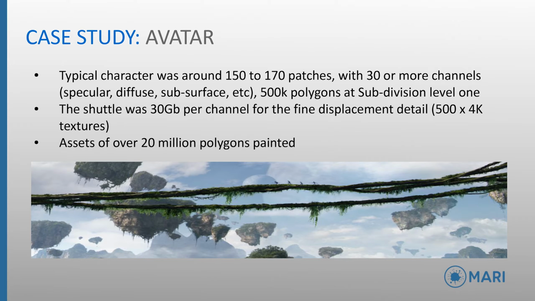They also had around 500,000 polygons at subdivision level 1. The shuttle alone was 30 gigs per channel of data for the fine displacement detail. In this case, it was 500 4K texture maps. Overall, assets of over 20 million polygons were painted. Mari being able to keep up with these extreme demands demonstrates its ability to facilitate the needs of high-end production.